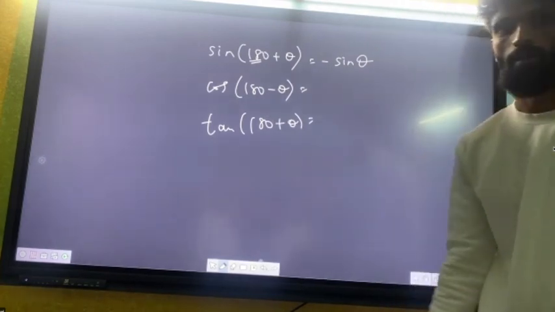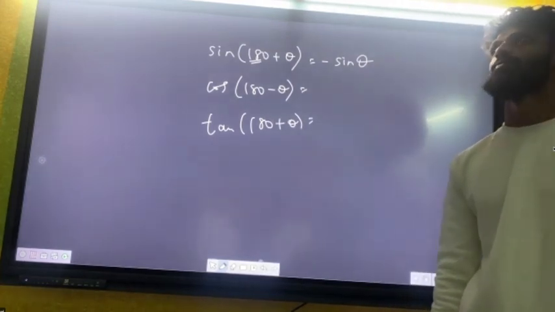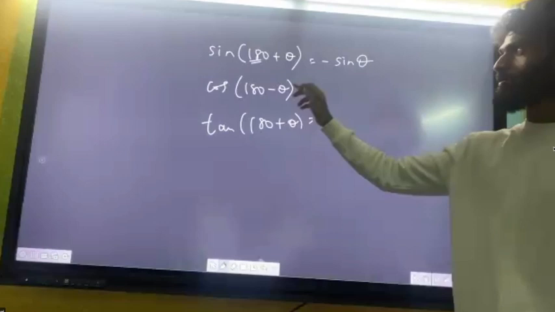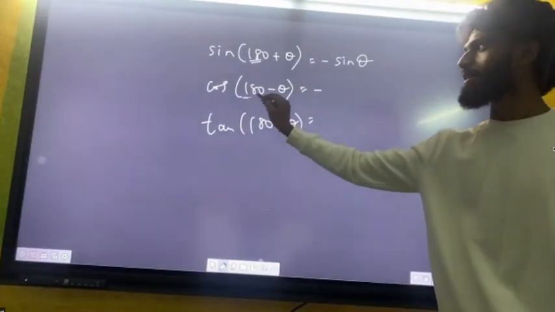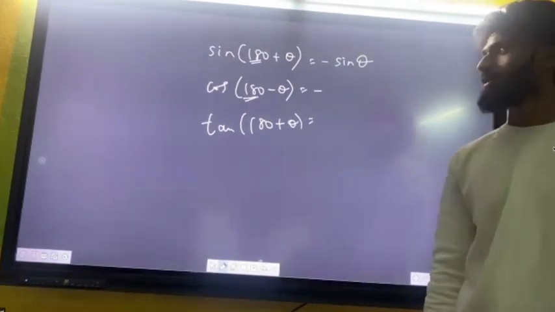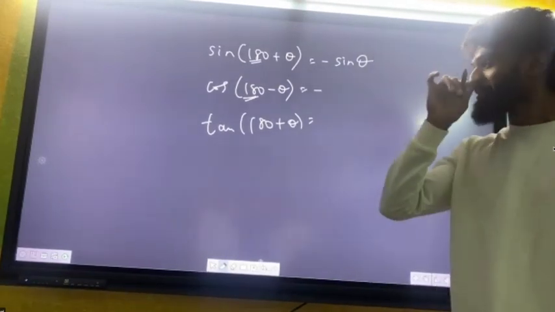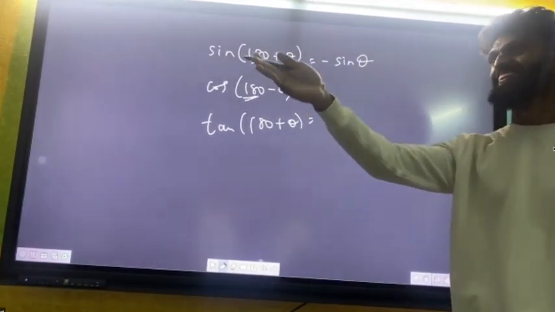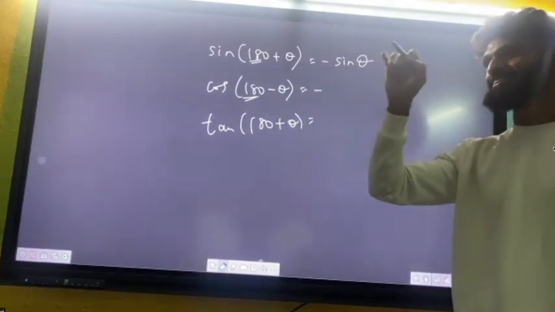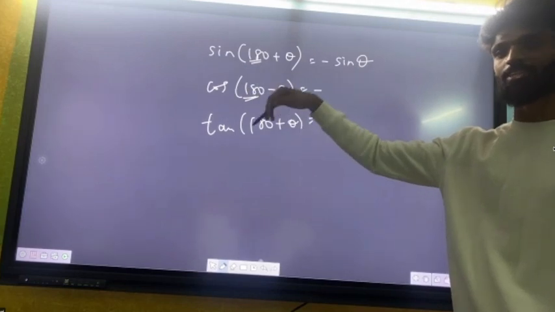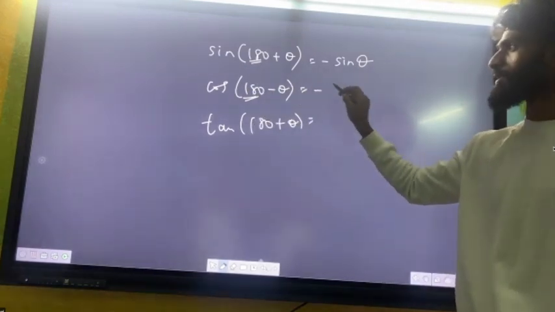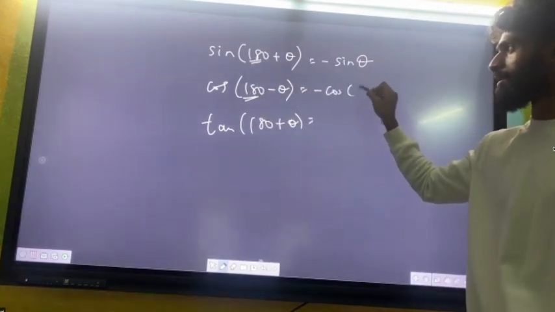Again, 180 minus theta now. What quadrant? Second quadrant. In second quadrant, cos is negative. Go back inside the bracket. Even. You do it slow. I am doing it properly because of you. Does the ratio change or not? Doesn't change, which means cos as it is.